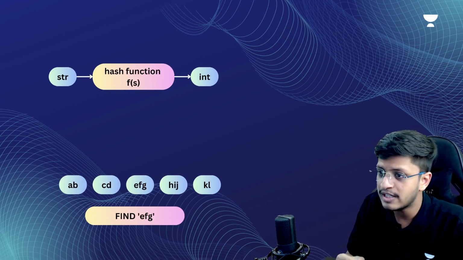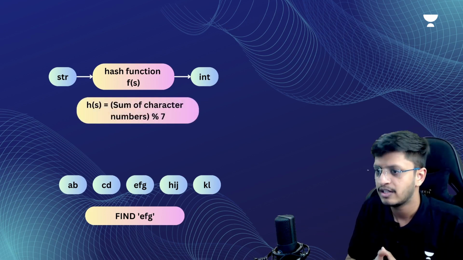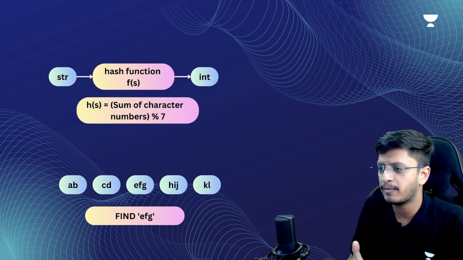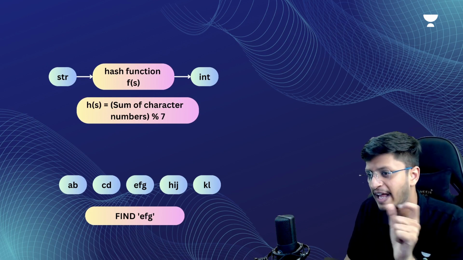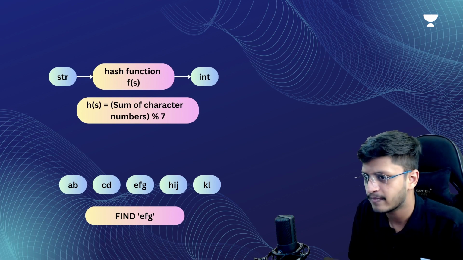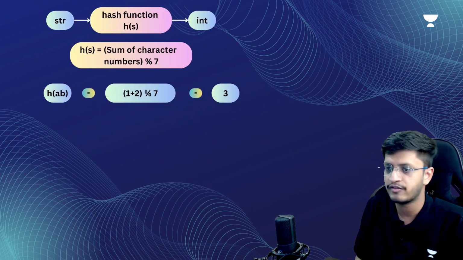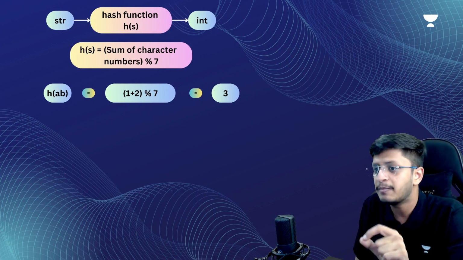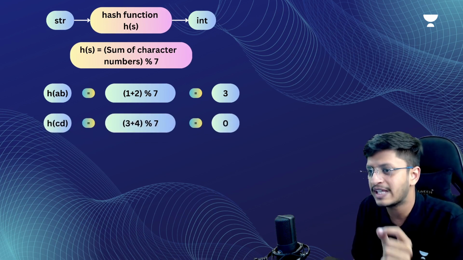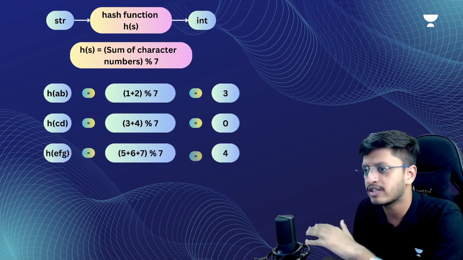What we can do is create a hash function from a string to an integer. Let's say right now for this problem I'm creating a hash function which is the sum of character numbers modulo 7. Modulo means remainder when divided by 7. For all these strings I have calculated the hash function for you. The hash of AB will become 1 plus 2 modulo 7, because A is the first character and B is the second character in the alphabet. So 1 plus 2 modulo 7, which is 3.